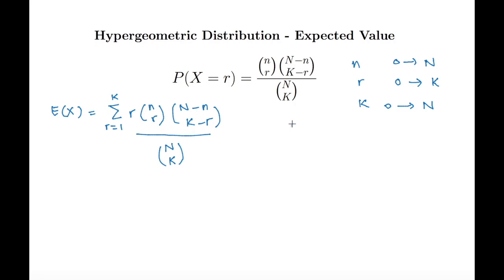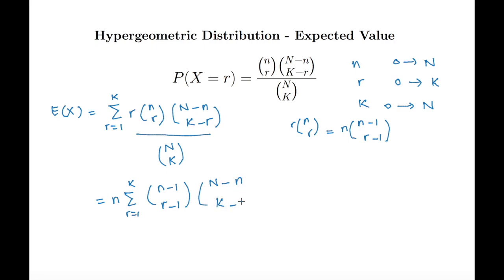Okay, now what is this guy? What is r times n choose r? This is equal to n times (n minus 1) choose (r minus 1), and this can be proved easily by using just the definition of combinations. So let me write this as r is equal to 1 to k. I'll write n outside, so (n minus 1) choose (r minus 1), (N minus n) choose (k minus r), divided by N choose k.